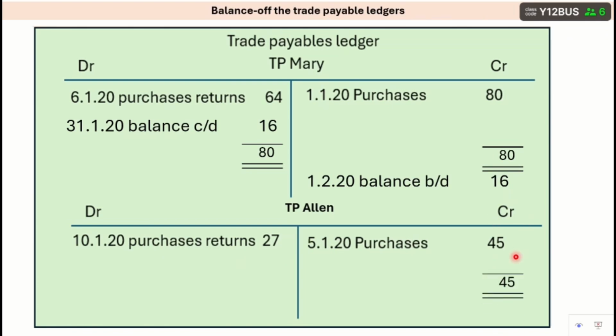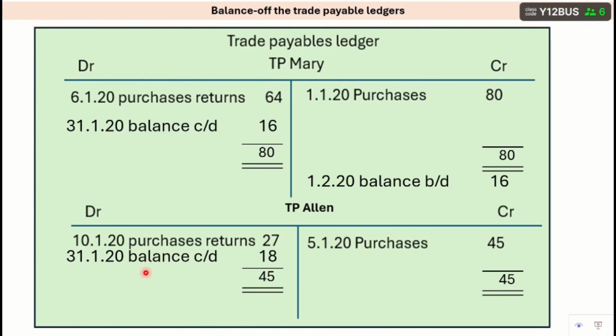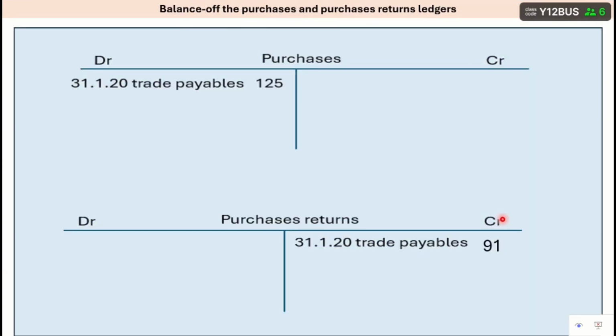TP Alan, credit side is greater, 45. Difference between these two, balance carried down 18. 31st Jan 20. 1st Feb 20, balance brought down 18.